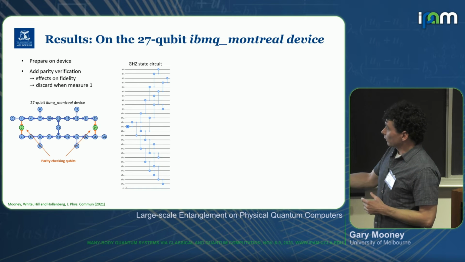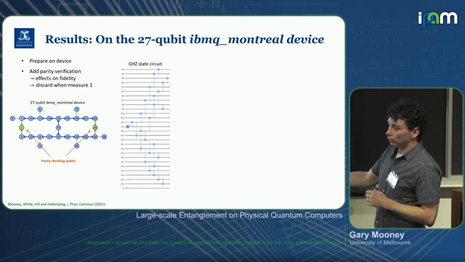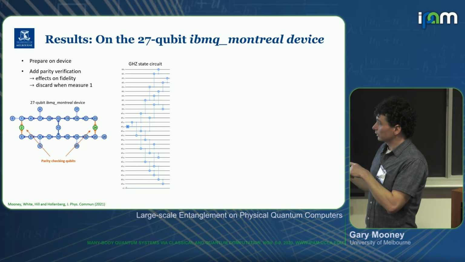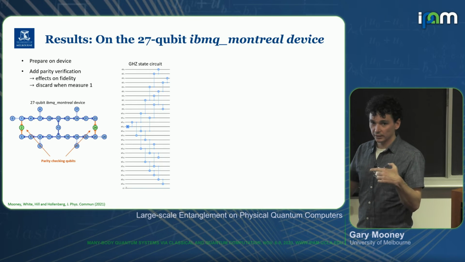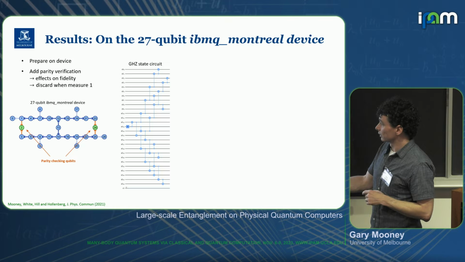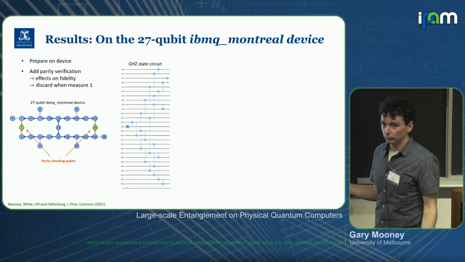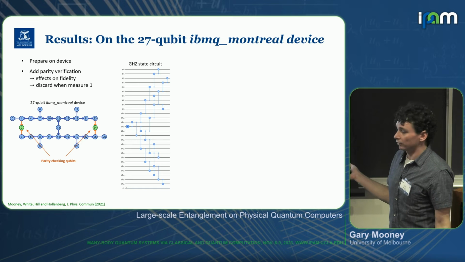So the way it works is we've got these green qubits that are not being used in this particular one, and we're using CNOTs from the neighboring qubits onto that. And if it's a GHZ state, we should always get a 0 state for those 2 qubits. And so if we don't get 2 0 states, we throw out the result. We know that we don't have a GHZ state.